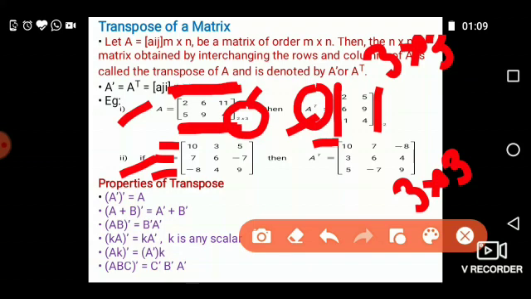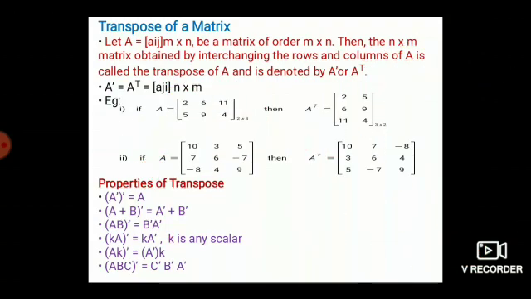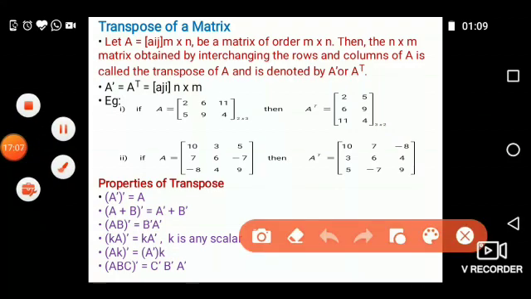Therefore, the transpose of this matrix is also of order 3 cross 3. The first row elements become the first column: 10, 7, minus 8. Second row elements 3, 6, 4 become the second column, 3, 6, 4. The next row becomes the next column of A to the power T, as 5, minus 7, 9. Such a matrix is called the transpose of matrix A and is denoted by A to the power T.